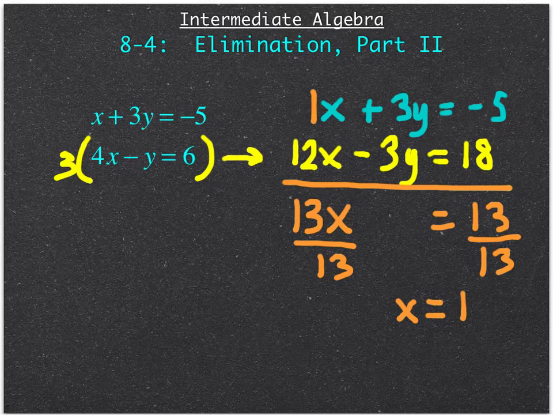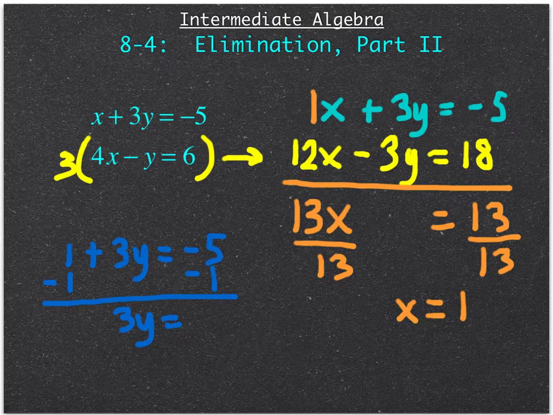Then I have to take that x equals 1 and put it in place of one of the other equations. I'll probably put it way back in place of this one here. Then I have 1 plus 3y equals negative 5. I'll subtract 1 from each side, and I'll get 3y equals negative 6. If I divide by 3, I'll get y equaling negative 2. So my final answer here will be 1, negative 2.